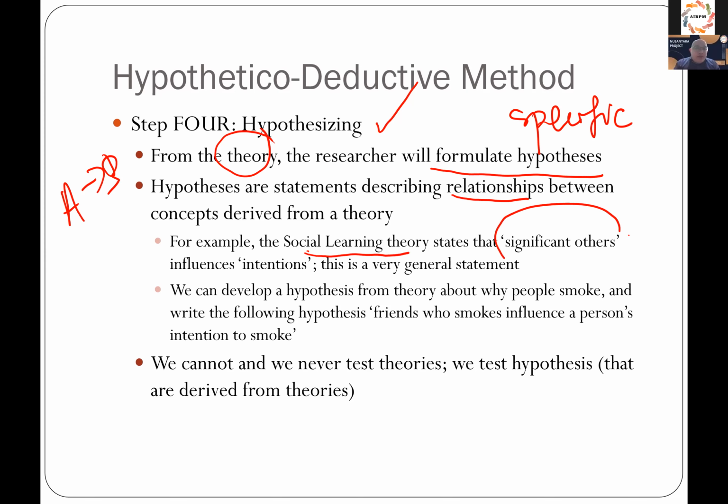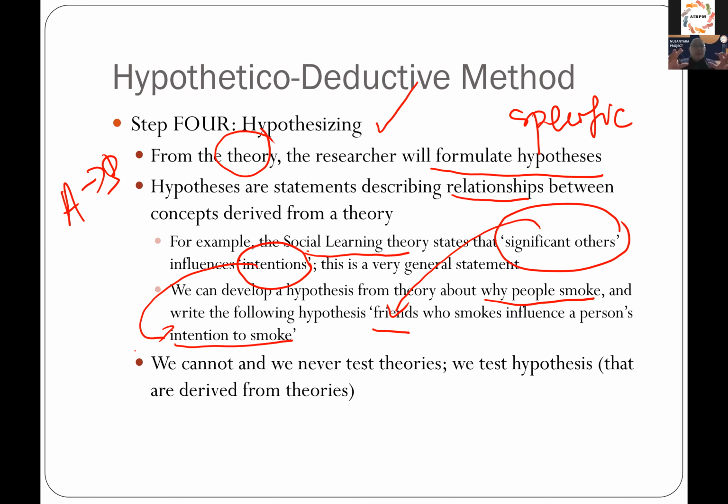This is very general. Who are the others? Influence intention. Intention can be any intention, isn't it? So how are we going to make it very specific? Let's say we are studying why people smoke. So how are we going to do that? Friends, that means significant others. Friends who smoke influence a person's intention to smoke. So this intention refers to the intention to smoke.